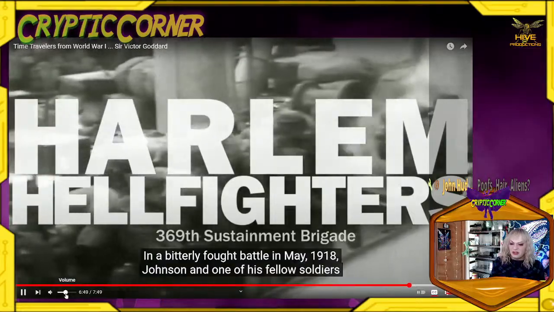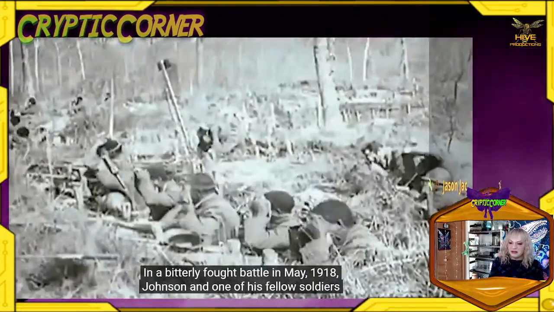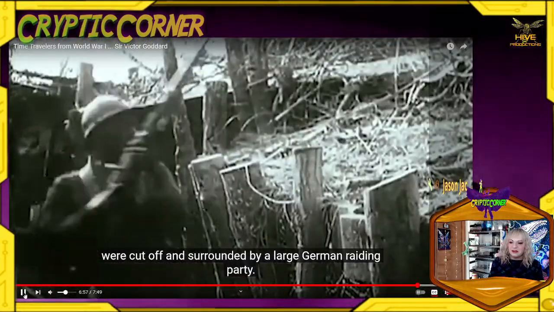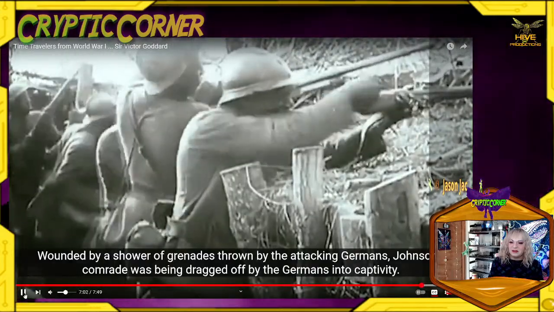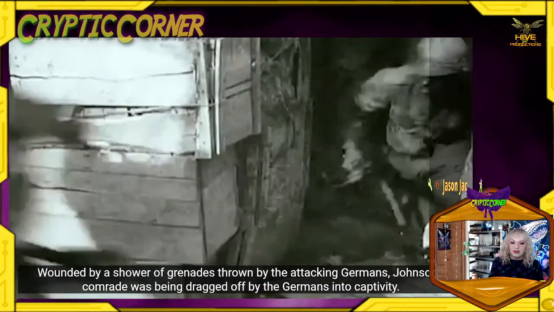In a bitterly fought battle in May 1918, Johnson and one of his fellow soldiers were cut off and surrounded by a large German raiding party. Wounded by a shower of grenades thrown by the attacking Germans, Johnson's comrade was being dragged off by the Germans into captivity.